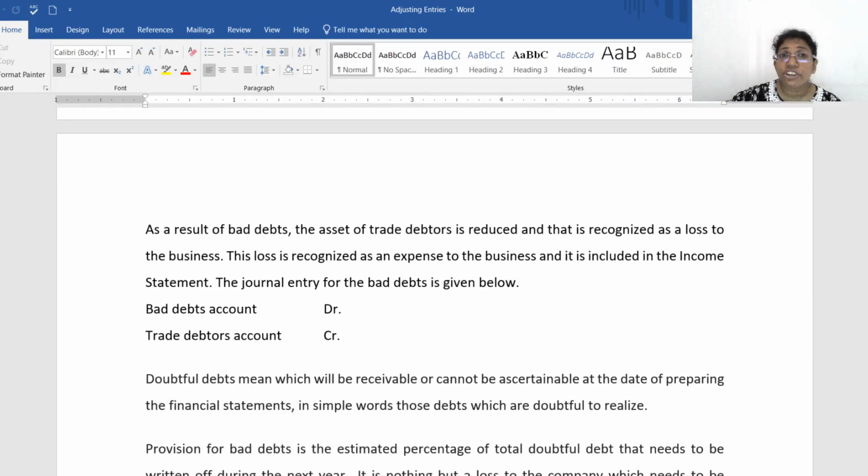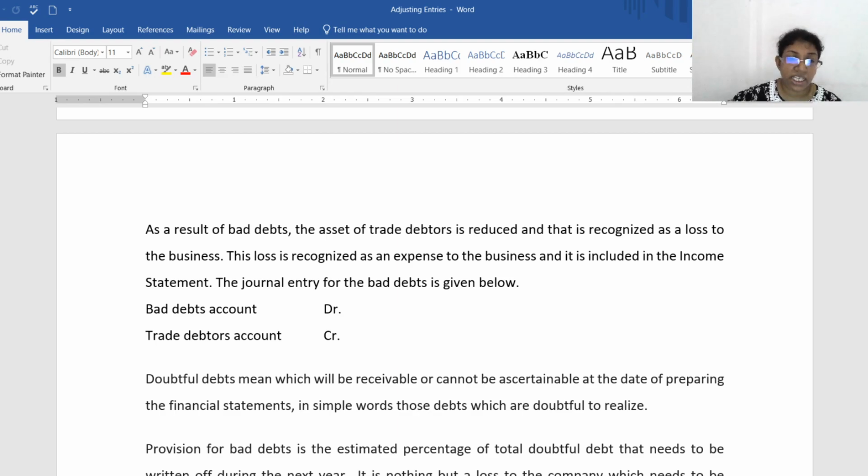So, as a result of bad debt, the assets of the trade debtor is reduced and it has to be recognized as a loss for the business. This loss is recognized as an expense and it should be shown under the sales and distribution expense in the income statement. So what will be the double entries? We are going to debit the bad debt expense account and we are going to credit it from the trade debtors.